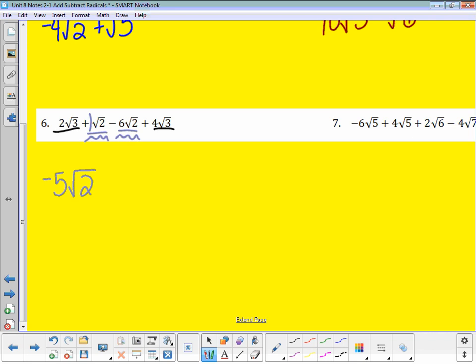Next thing I want to do is I want to go ahead and simplify these ones. So I have 2 square root of 3 plus 4 square root of 3. So I'm going to add the 4 and the 2, and that gives me 6, and then I want to keep that square root of 3 the same.